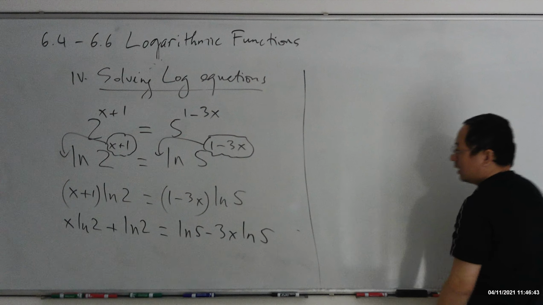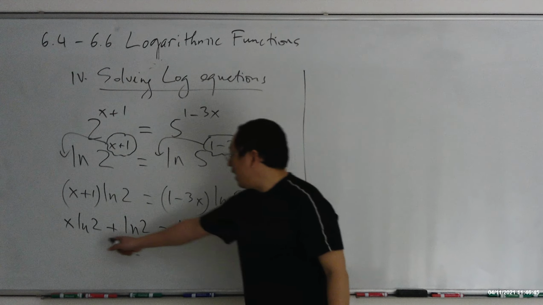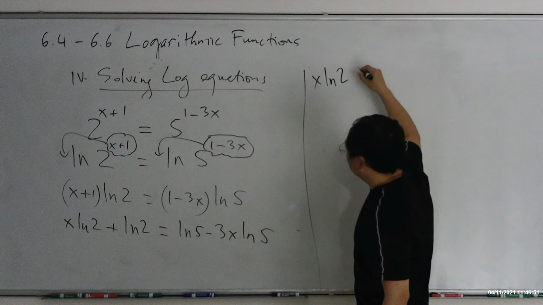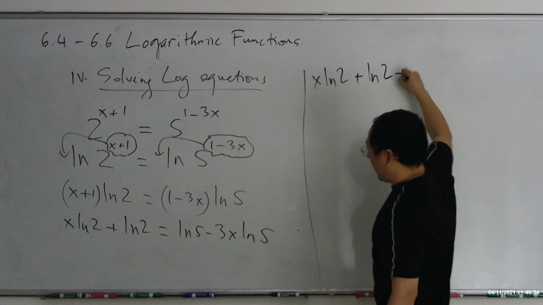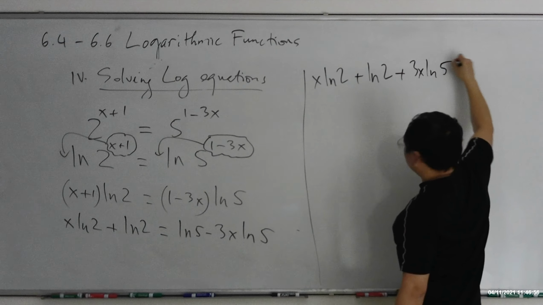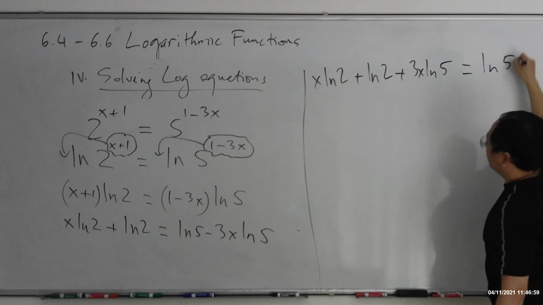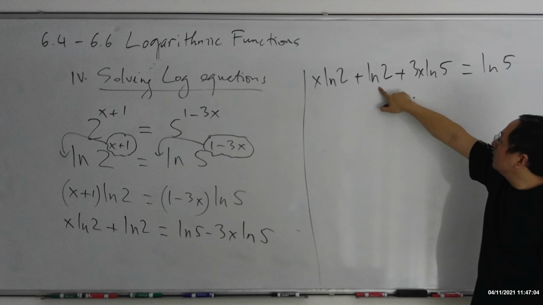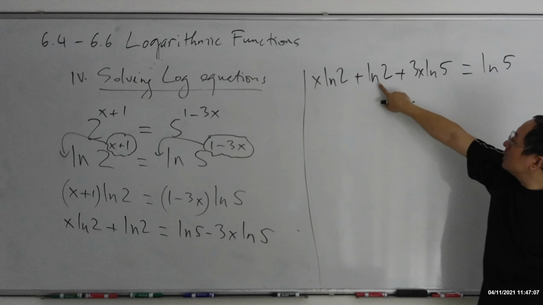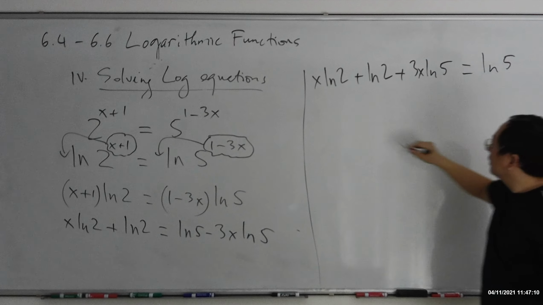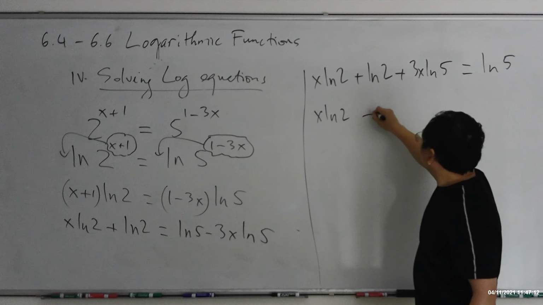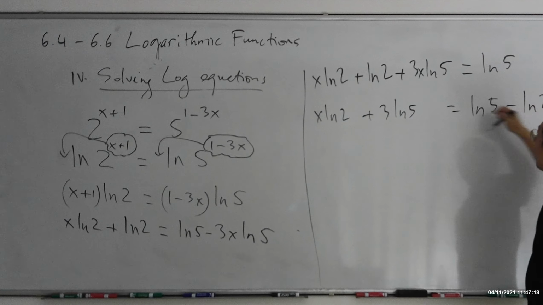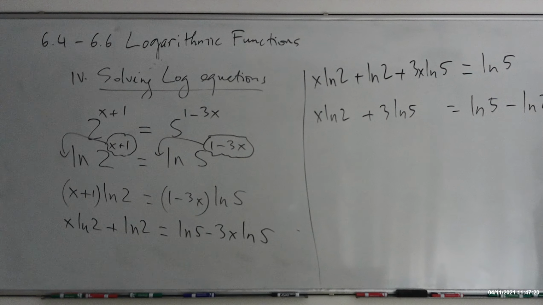So I'm going to add the 3x ln of 5 on both sides. I have x ln of 2 plus ln of 2 plus 3x ln of 5 will be equal to ln of 5. So I bring all the x terms to the left. Now, next we're going to subtract ln of 2 on both sides. This doesn't have an x in it, so I'm going to bring it to the right. x ln of 2 plus 3x ln of 5 equals ln of 5 minus ln of 2. I am subtracting ln of 2 on both sides.